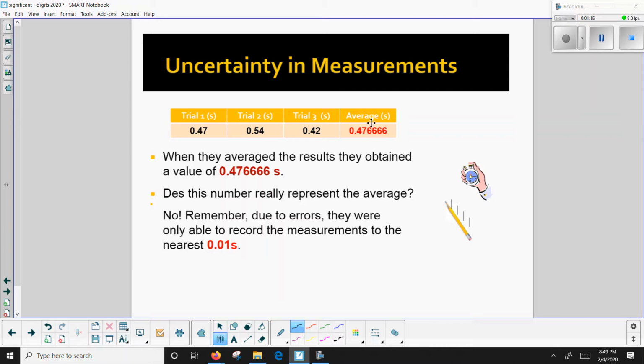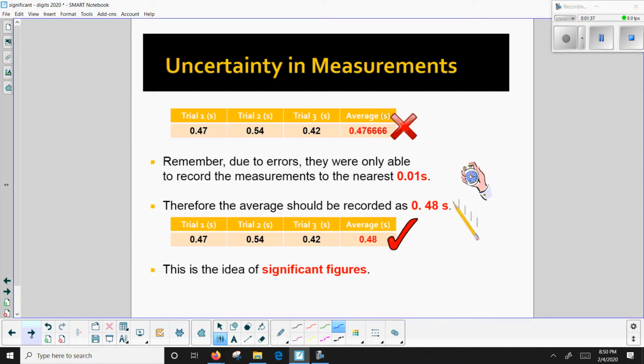0.47666 on my calculator. Well, I can't record the average as 0.47666, because just by looking at this, you're going to see, wow, look at this measurement. Mr. Kieran is able to record to the sixth decimal place, so the millionth of a second. That's not the case. I was only able to measure to the hundredth of a second. So this has to be reflected in my average. When I properly record the time, I have to record it as 0.48. I have to do some rounding here, so I have to round this to 0.48 seconds.